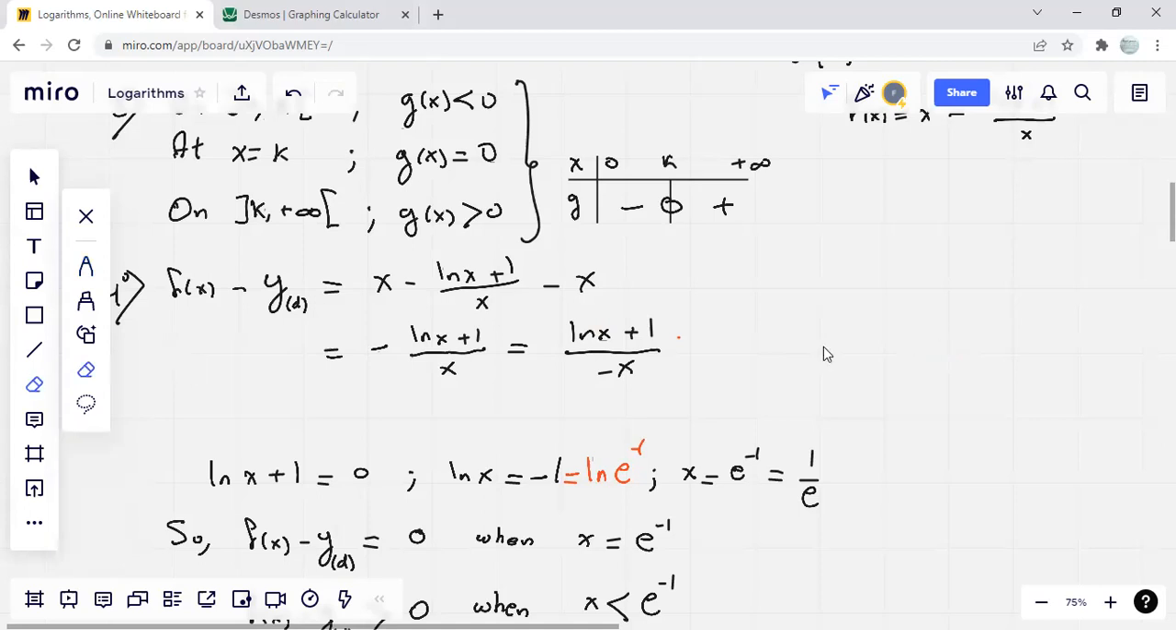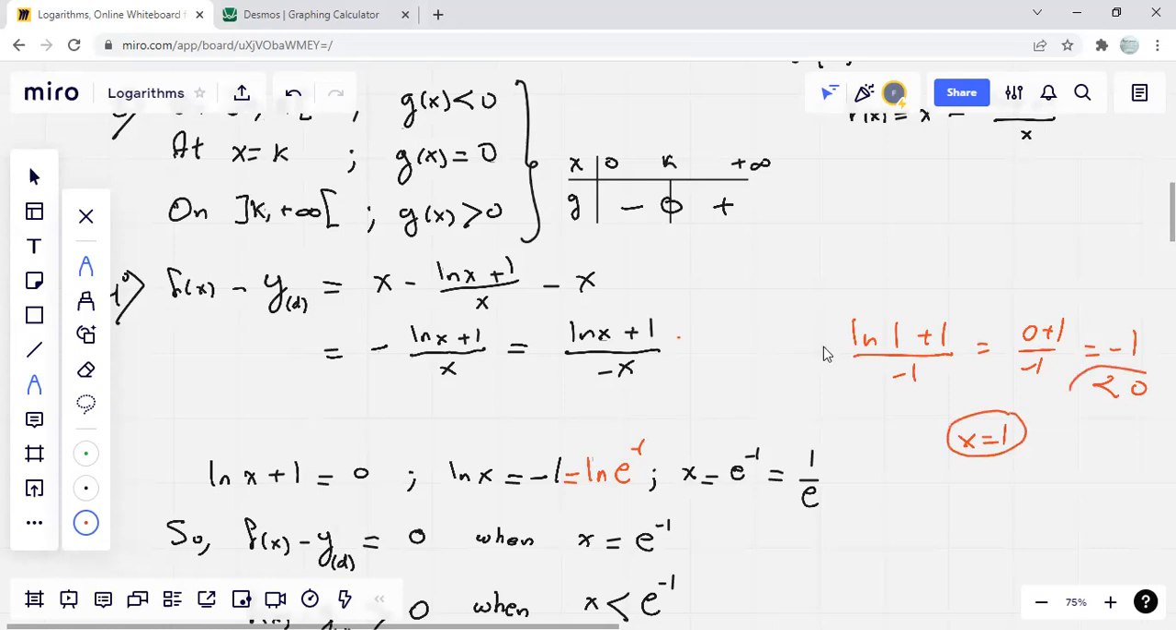ln 1 plus 1 over minus 1. This is equal to 0 plus 1 over minus 1, which is minus 1. Okay, so it is a negative. لما الx كانت 1, we got a negative answer. شو معناتها الx is equal to 1؟ شو قلنا هي greater than 1 over e.